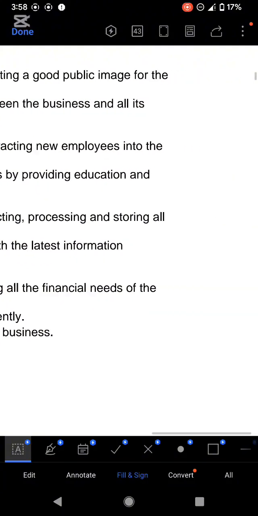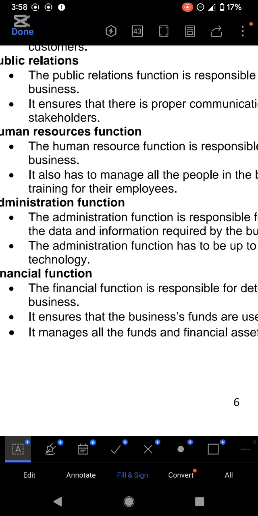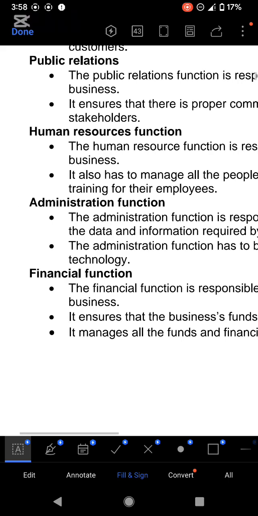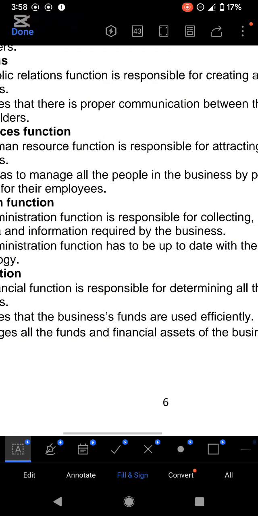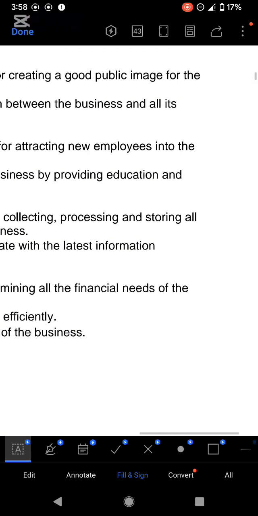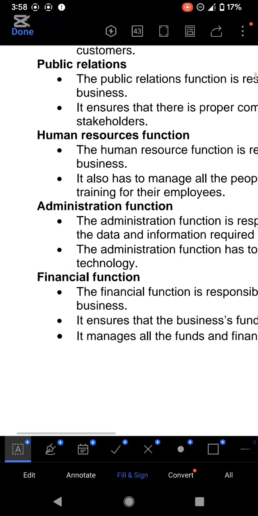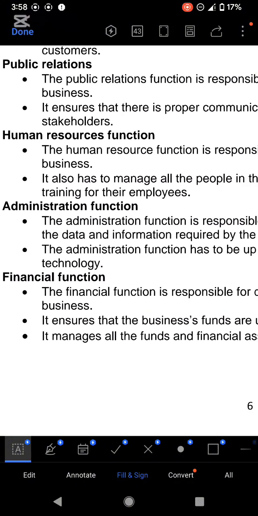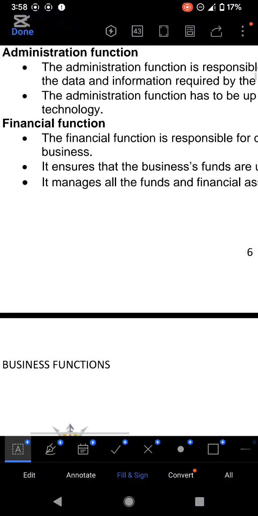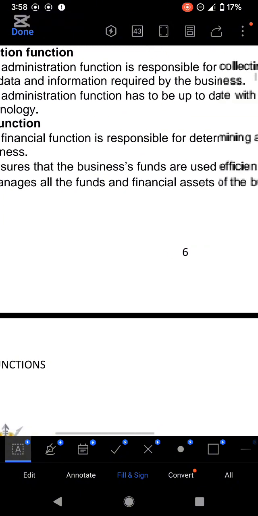Human resources, right, basically responsible for attracting new employees. So you hire guys, you're like, guys, I need people who are going to make this spatula joint happen. Administration, this is where the numbers come in, right? You need to have somebody who collects, processes, and stores all information required by the business. We need to know how many spatulas did we sell today, how many did we sell last week, how many did we sell for the whole month. That is the admin function.